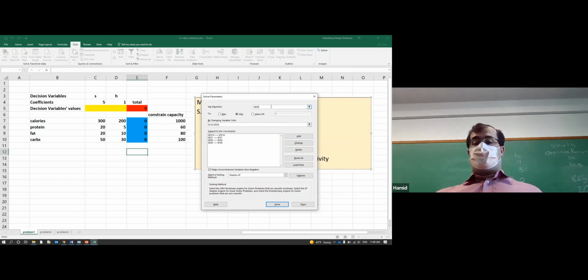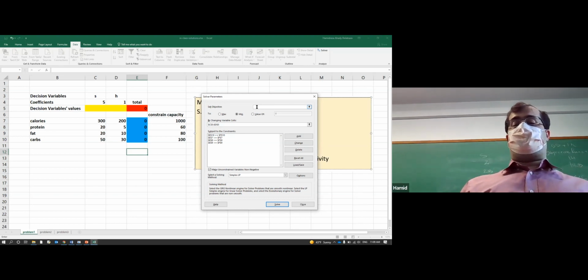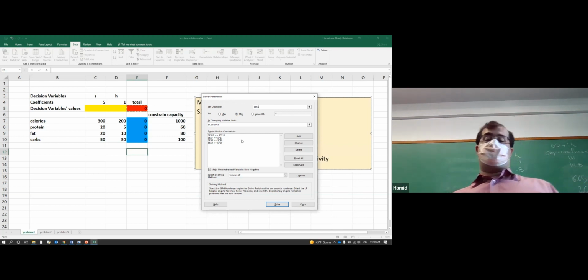So first of all, in front of Set Objective, I put E5. It would be empty. You just click on E5, the red cell, and it will pop up here. As you see, I'm just saying that this is my objective function cell. The formula of the objective function is in that cell. I'm also saying that this is a minimization problem. Then I should also introduce my constraints.